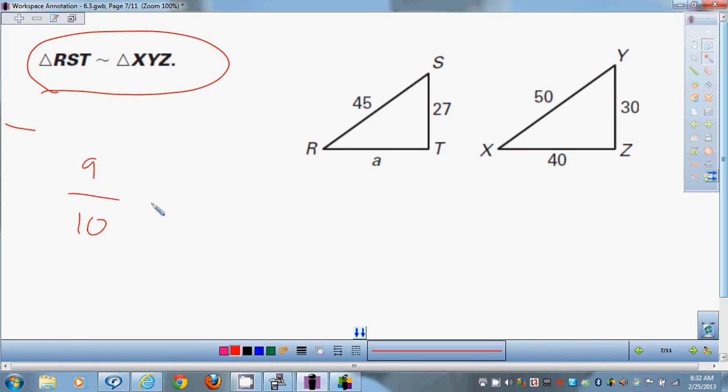36. That's what I got as well. So, you set your scale factor equal to your side over 40. Cross multiply. That's 360 equals 10A. Divide by 10. And you should get A equals 36. Very good.